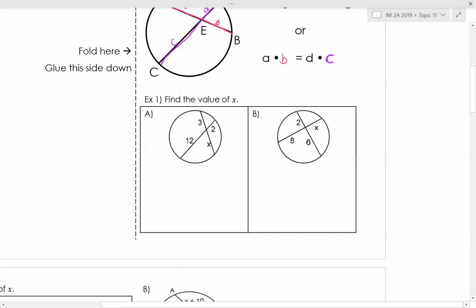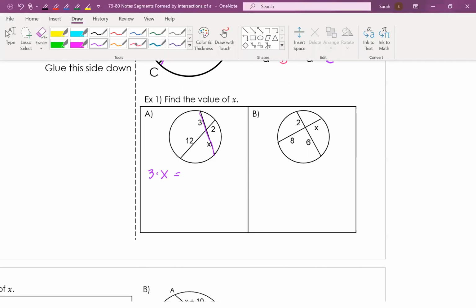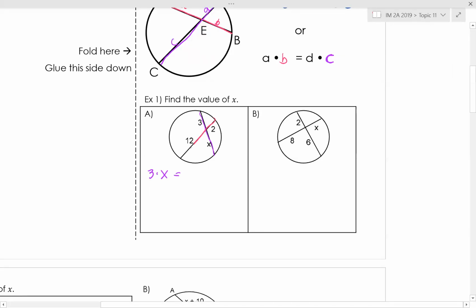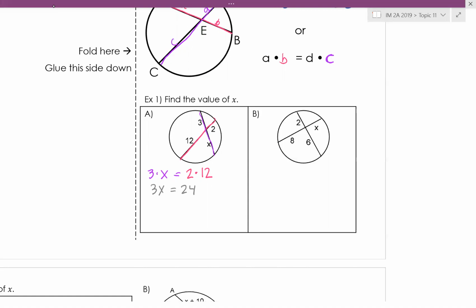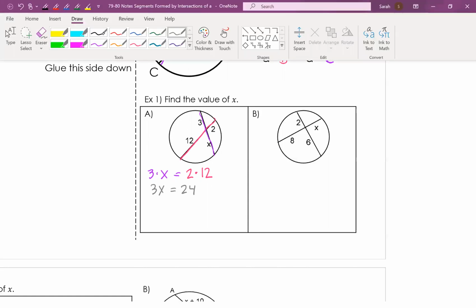If I'm finding the value of X, I'm taking a single chord and finding the product of those two values. So 3 times X is equal to the product of the values on the other chord. The other chord's numbers are 2 and 12. So that means that 3X is equal to 24. And so dividing by 3 tells us that X is 8.